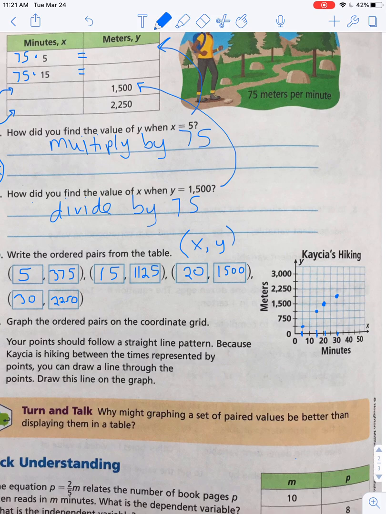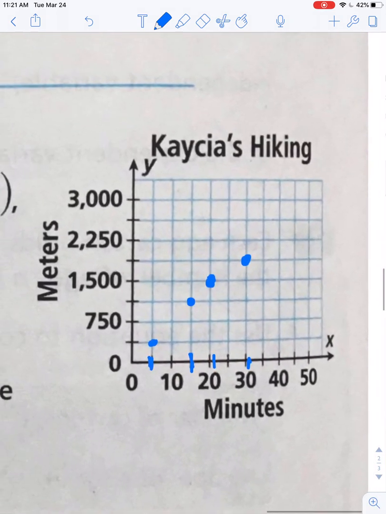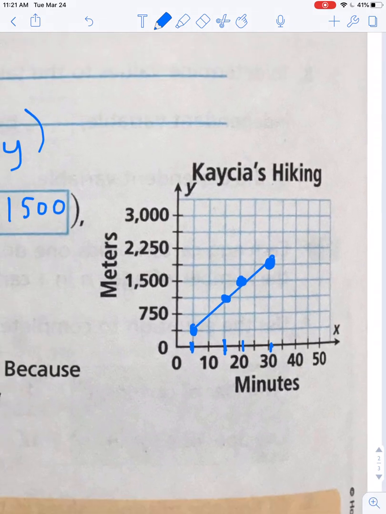Now that you've graphed those, part F tells you that your points should follow a straight line. If it's not a straight line, you need to redo your graph. So I'm going to zoom in, and I'm going to connect them with a straight line, and I'm going to hold it straight on Notability, and it should go through all of my points. And that's not a very good one. Okay. Perfect.